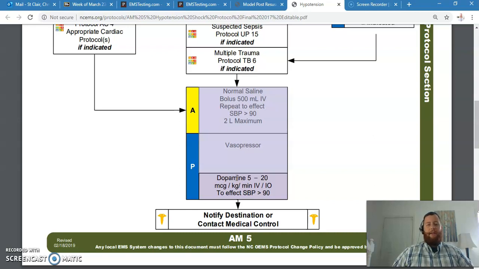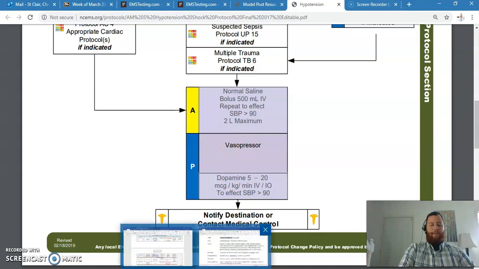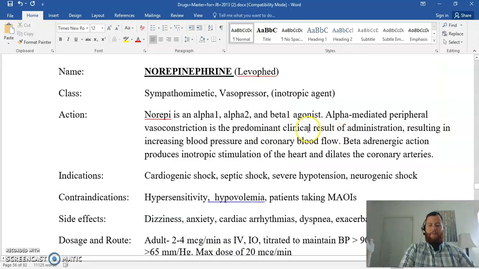It is not a commonly used drug in the pre-hospital setting. Dopamine you should be familiar with. Epinephrine you should be familiar with. The one drug we're going to add and we're going to go in detail on is Levophed. So let's exit out of the protocol and go over to your drug cards.